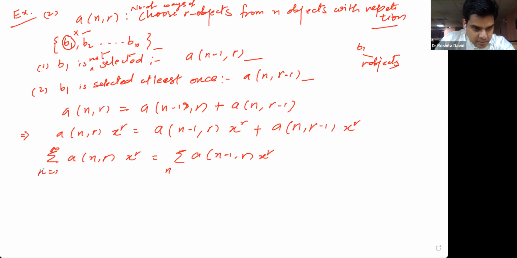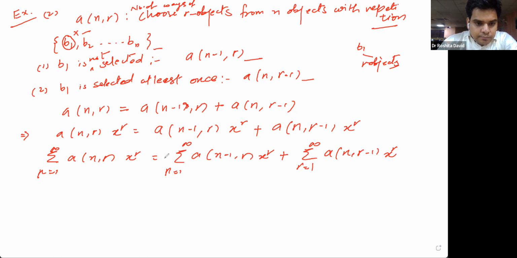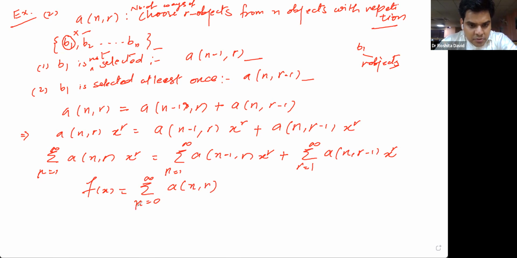R varies from 1 to infinity. Right? And I'm taking f(x) as the sum for n equal to 0 to infinity of a n r, x to the power r. R varies from 0 to infinity.